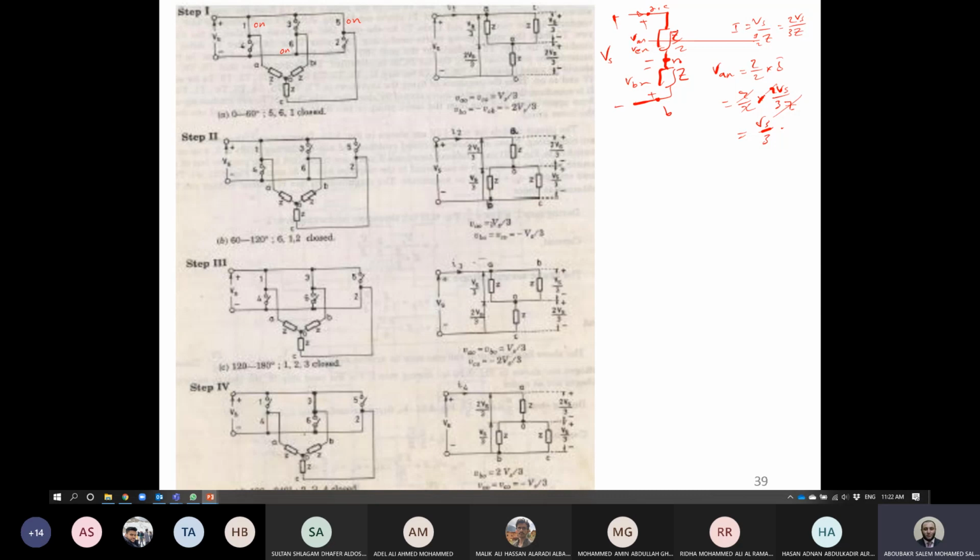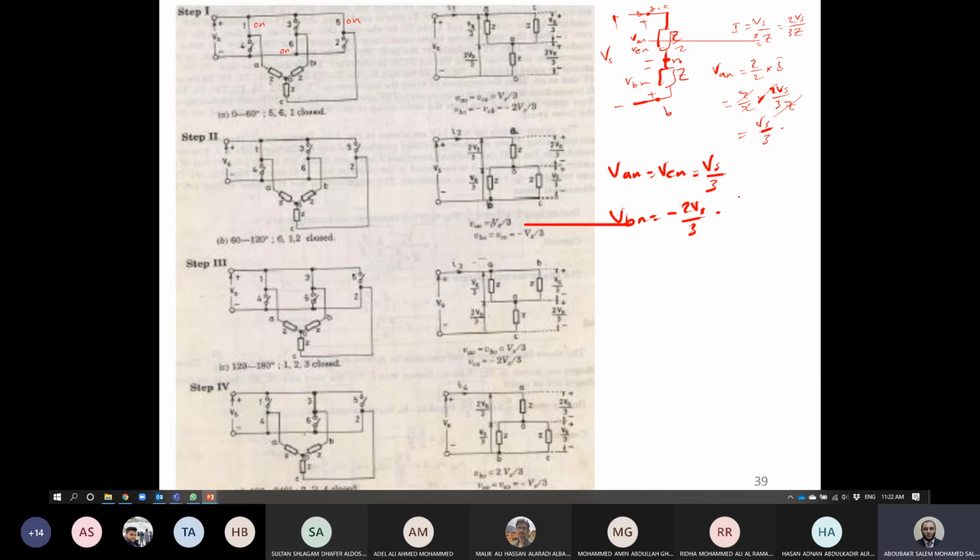Now, if this is VS over 3, so the remainder will be 2 VS over 3. Is it right? But take care that the polarity of VBN is opposite to the voltage drop here. So this means now VAN equals VCN equals VS over 3, and VBN equals minus 2Vs over 3.